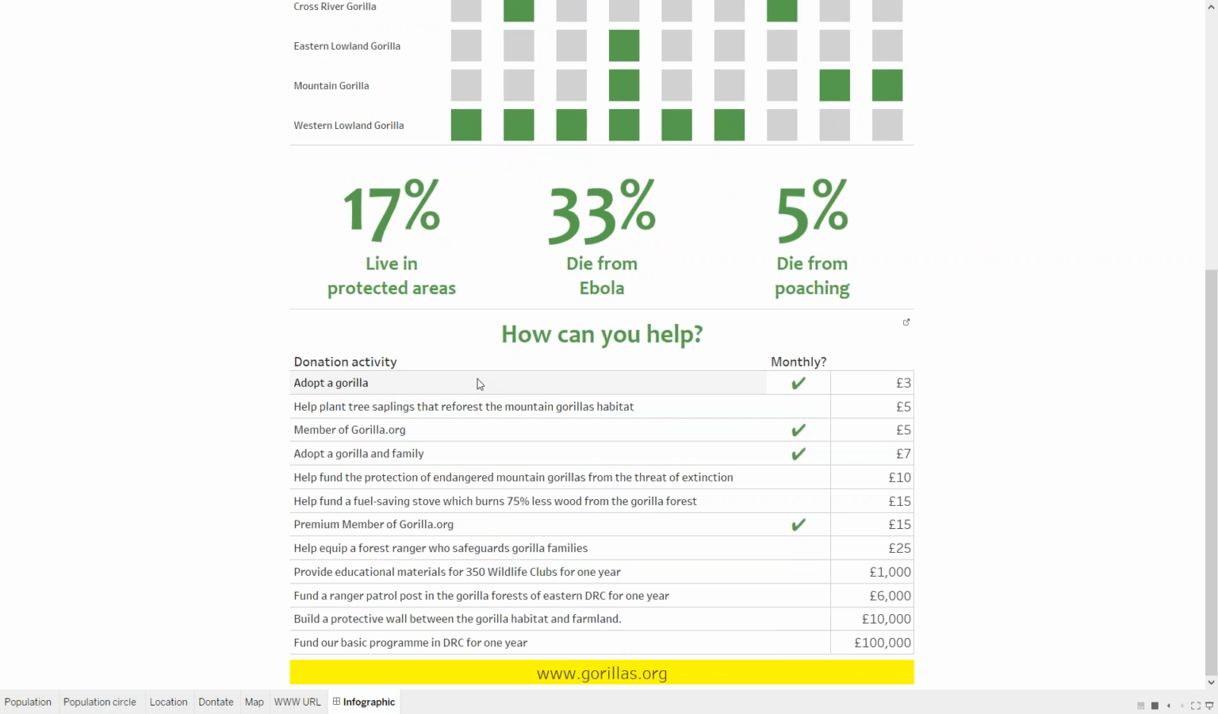And then I looked at different ways that you can help. So on the site, there's a whole host of different donation options. Some of them are monthly. Some of them are these much larger figures. They call them legacy donations. So if you want to leave something in a will, you can leave a much larger amount. But it starts from £3 upwards, right? So there's a whole menu of different things you can do there.